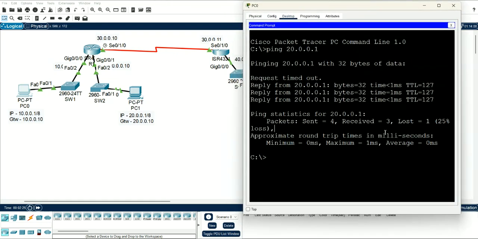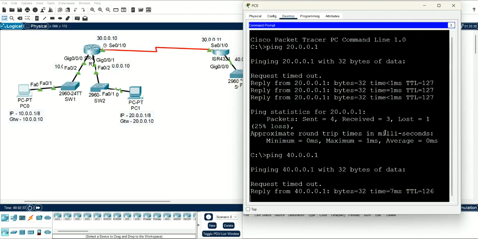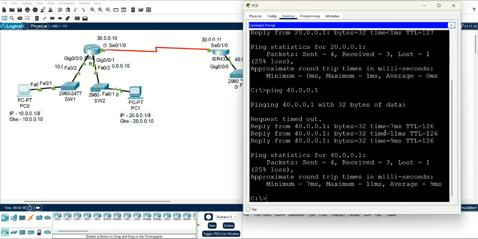Okay, 20.0.0.1 I am able to ping. I'm not surprised because that is in the same network, the same router. Now it is crossing the serial link. Okay, this shows that the static routes are good and default gateways, everything is good.